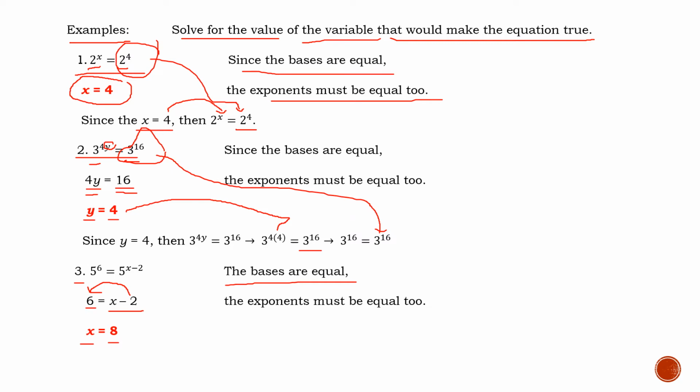So it's the same thing on how we check. We simply substitute this value to the x variable in exponent 2. Then it becomes 8 minus 2, so it becomes 6, so 5 raised to 8 minus 2, or 5 raised to 6. So it's the same value as the left side of the equation.